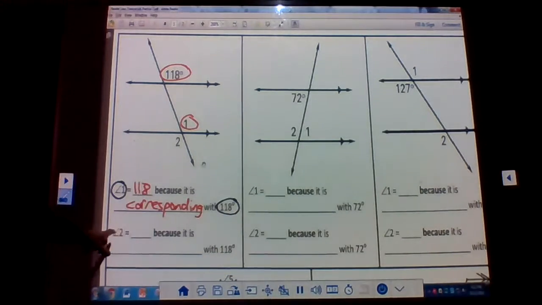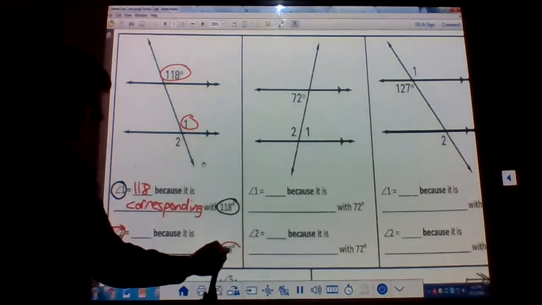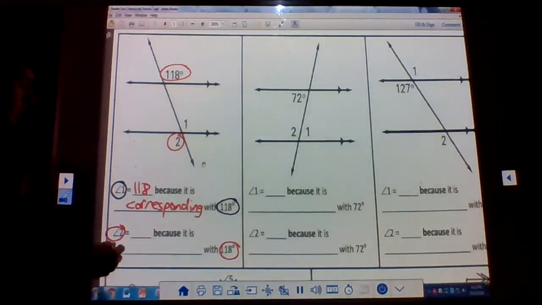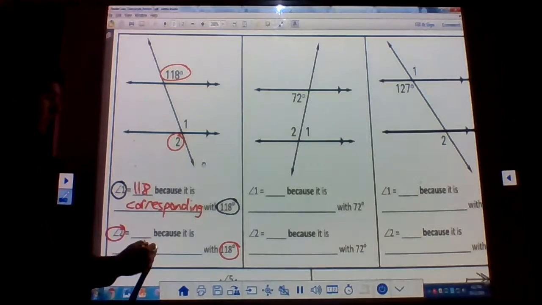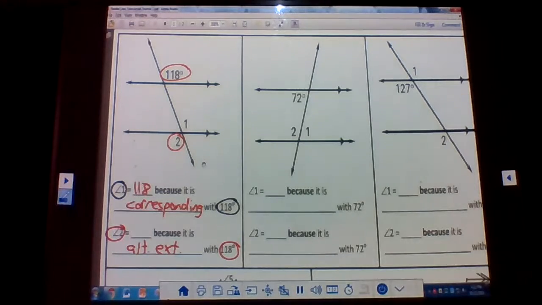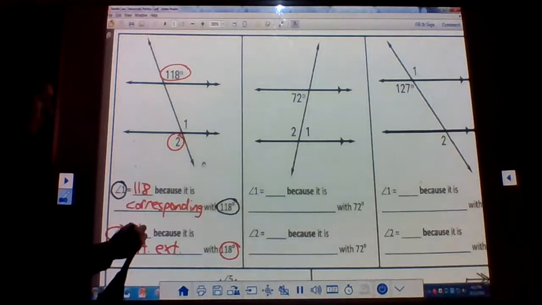Okay, then we want to compare 2 with 118. Those are alternate exterior angles. And our alternate exterior angle theorem tells us if the lines are parallel, then the alternate exterior angles are congruent. So this one is also going to be 118.